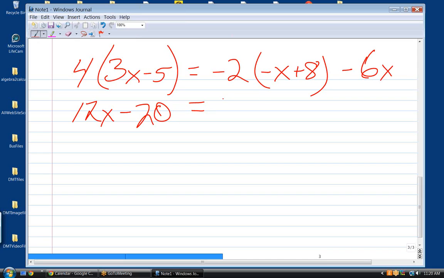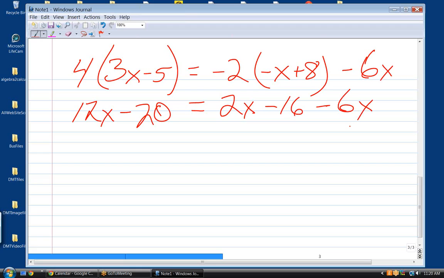Equals, is that gonna be a positive 2? Just a negative in? Yep, negative 2 times negative x is 2x. And then negative 2 times 8 is negative 16. And then I still have this negative 6x over here.